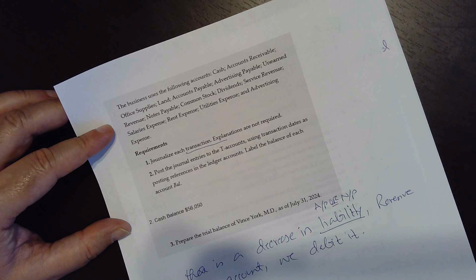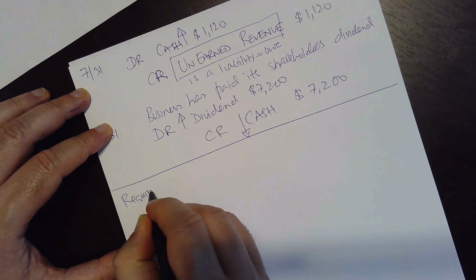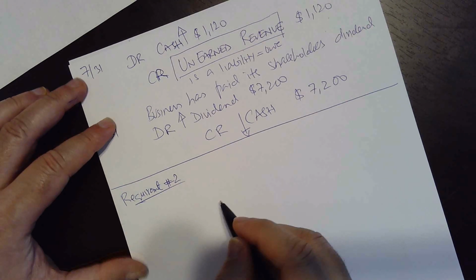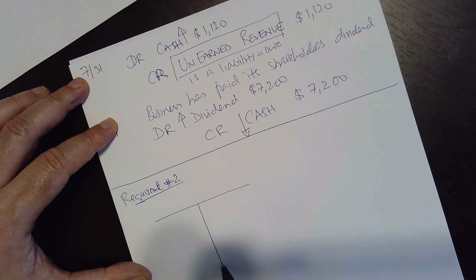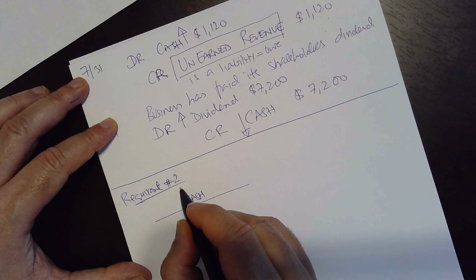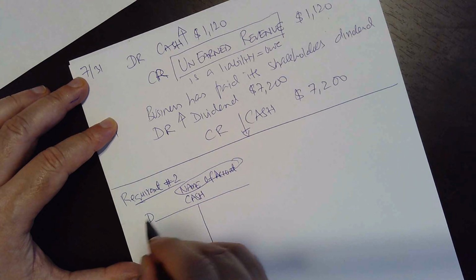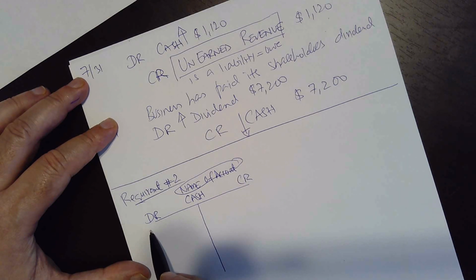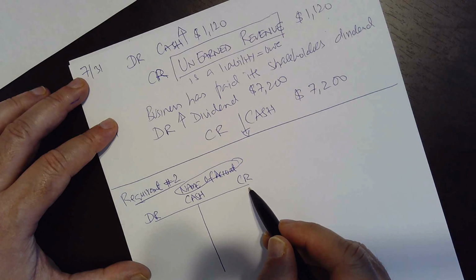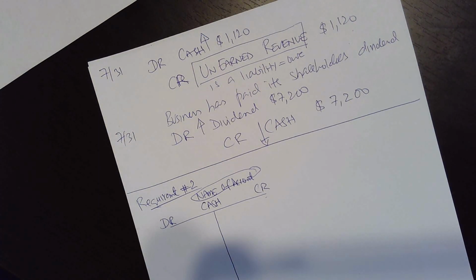The second requirement we have here is to post the journal entries to the T accounts. So this is requirement number 2. We have to put a T account. So a T account looks like this. It's like a T. You have cash on this side, the name of the account. So this is cash, or the name of the account goes in the middle. All right. A debit on this side and a credit on this side. So debit is always on the left side in a T account, and a credit is always on the right-hand side.